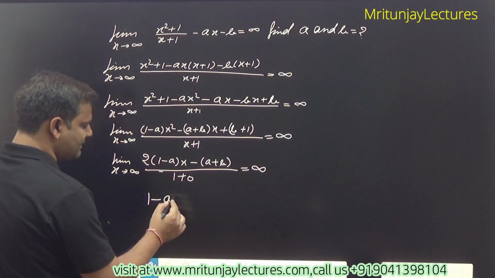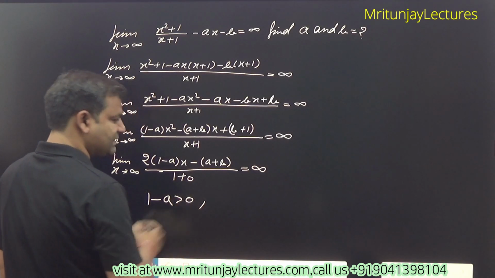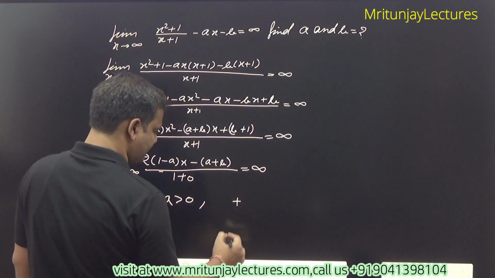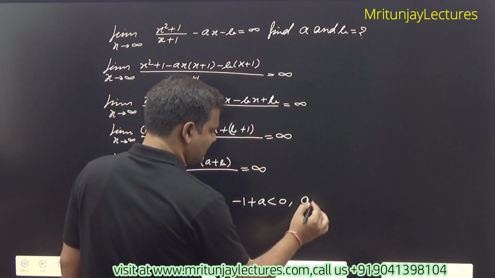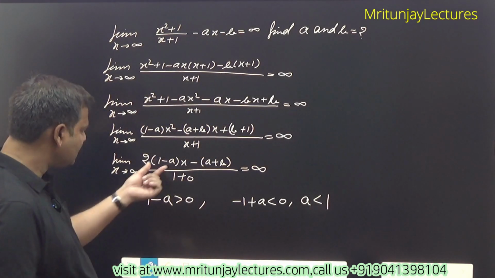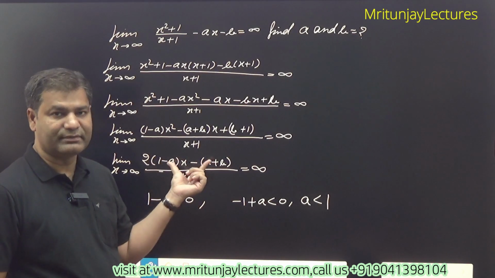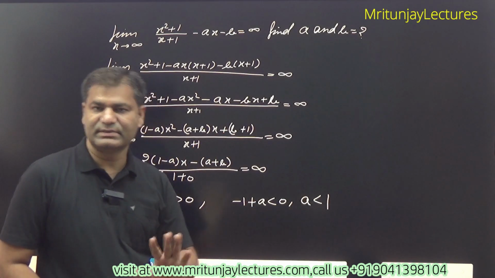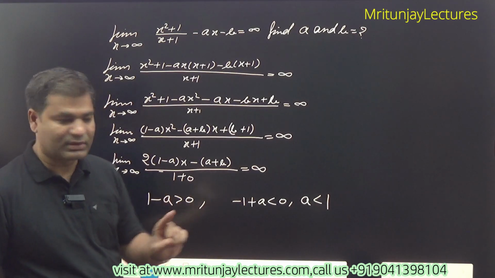If 1 minus a is greater than 0, that means minus 1 plus a is less than 0, so a is less than 1. If a is less than 1, then that value is infinity. So the left hand side is infinity and the right hand side is infinity. It means clear, so a must be less than 1.